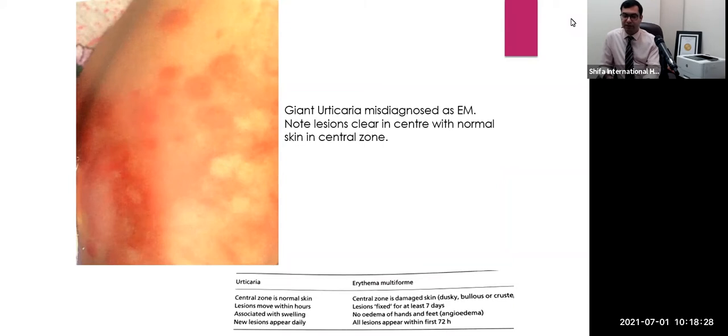So the difference between urticaria and erythema multiforme: you can see the central zone or central skin is normal in urticaria, not in erythema multiforme. The lesions move in urticaria, while in erythema multiforme they are fixed for at least a week. Urticaria is usually associated with swelling, EM mostly not. And new lesions appear regularly in urticaria, while in EM they appear only in the first 3 days and then get fixed.